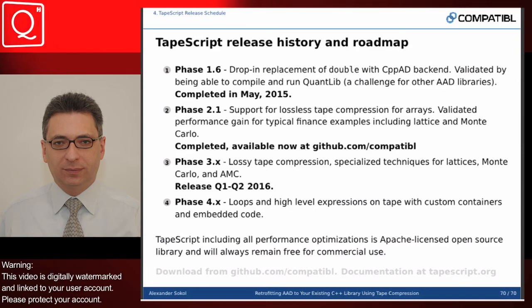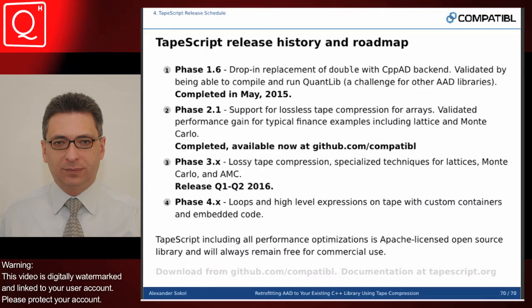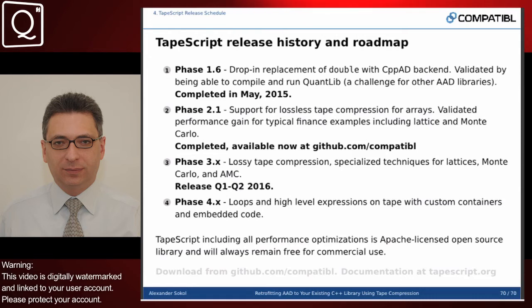And finally, before I go to code, TapeScript, including all performance optimizations, is Apache license open source and will always remain free for commercial use. So we certainly welcome everybody to use it for research or for production libraries and banks, and of course our competitors or partners, and anybody in the industry, even if you're a software vendor, please feel free to use it, because that's what open source is about. But if you do use it, we certainly hope that you will consider also contributing your changes or improvements to GitHub, even though you don't have to do it.